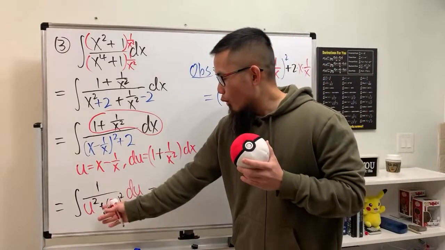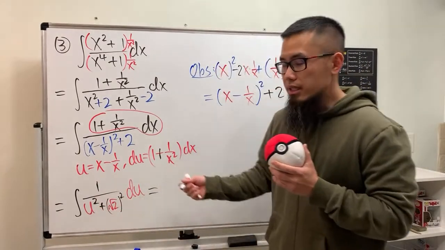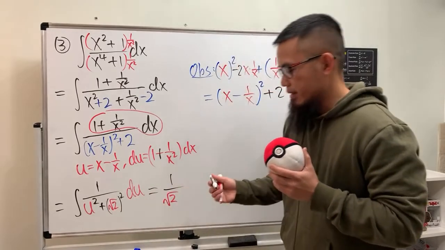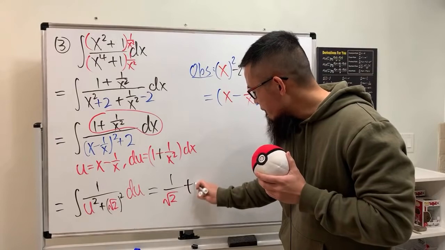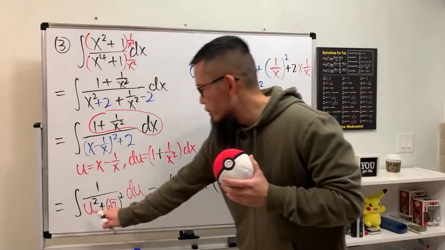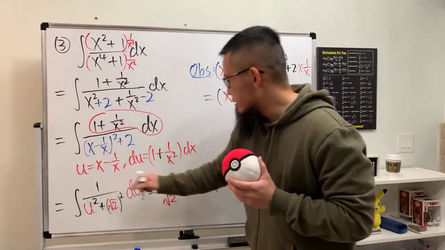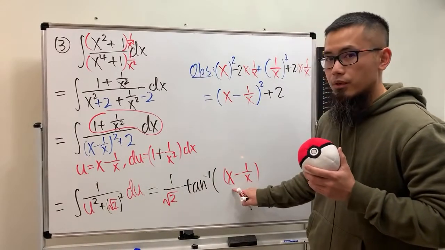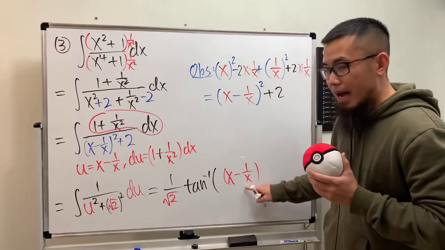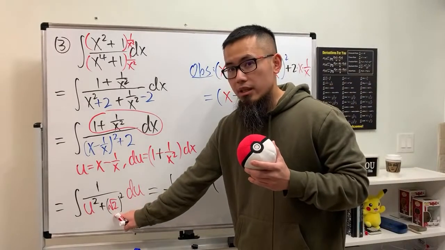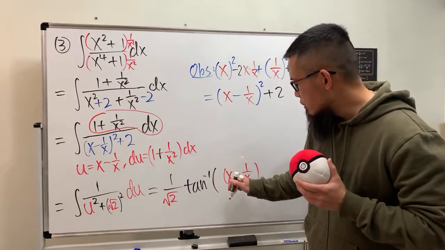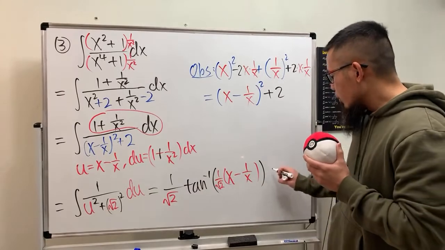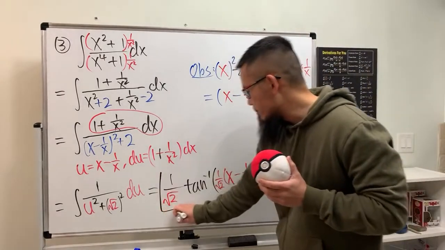To integrate 1 over u squared plus a number squared, it's going to be 1 over this number, which is square root of 2, multiplied by the inverse tangent of u, and u is equal to this, x minus 1 over x. This is the u, and then we have to divide it by the a, which is the square root of 2. Let me write it down right here, 1 over square root of 2. So that will be the input. And altogether, this is it. So of course, put on the plus c.